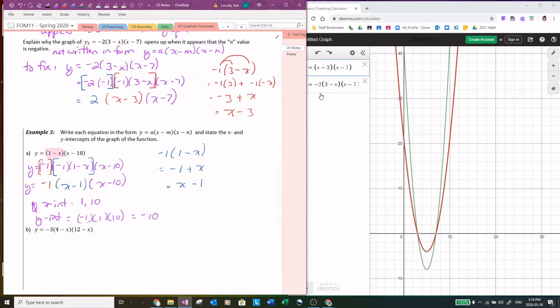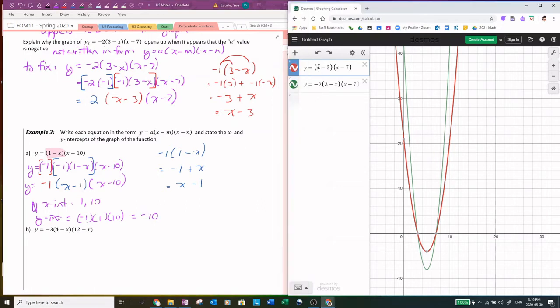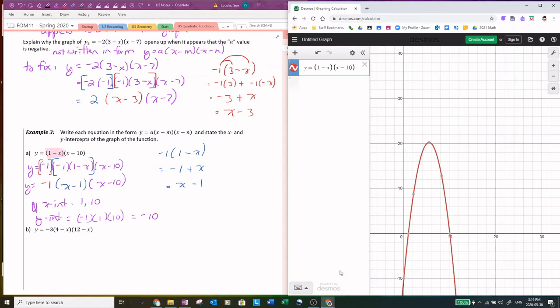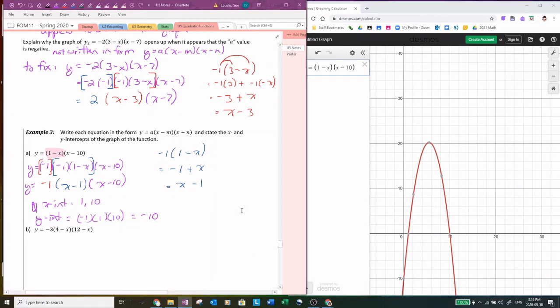Okay, and let's just graph that to make sure. I completely encourage you to play with Desmos when you're doing your homework. I think it's so valuable to be able to see that things are what we want them to be. So our x-intercepts are 1 and 10, just like it's supposed to be, and our y-intercept, there we go, at -10. Awesome.